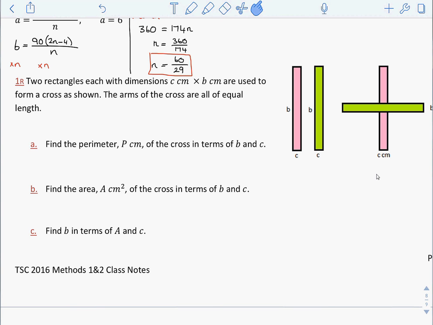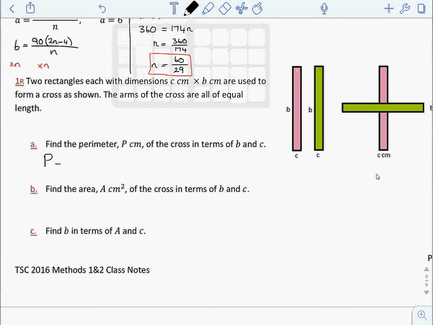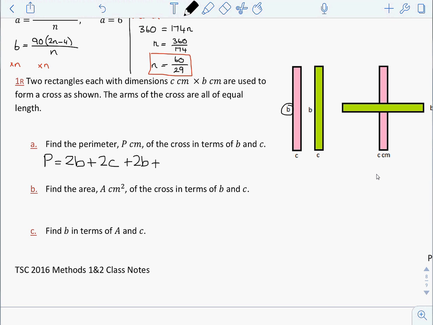The perimeter of each of the individual rectangles is given by, well, there's two of them because we've got a second side. So 2 lots of b and 2 lots of c. However, that's only one rectangle and I've got 2 rectangles. So let's add another 2b and another 2c.